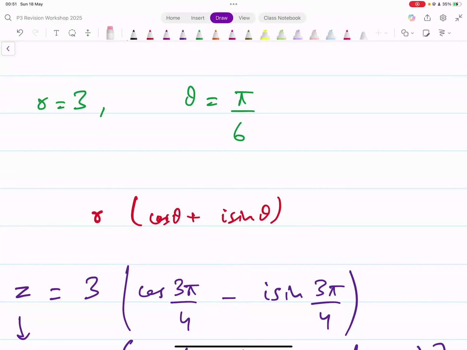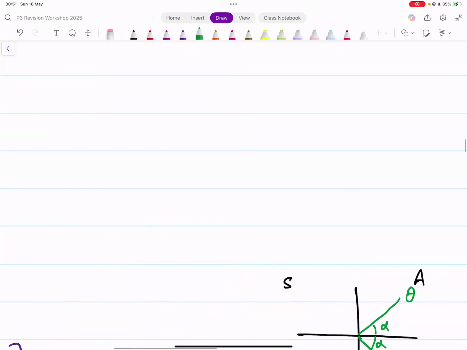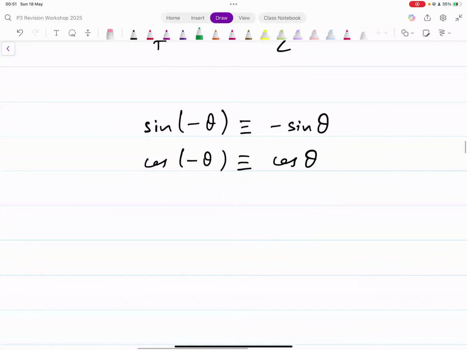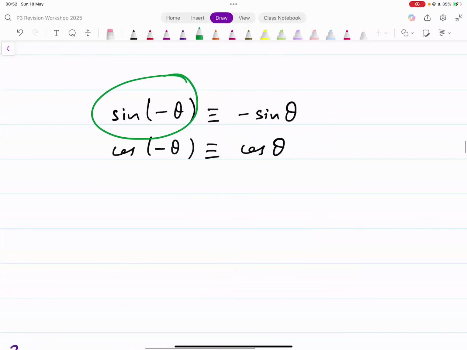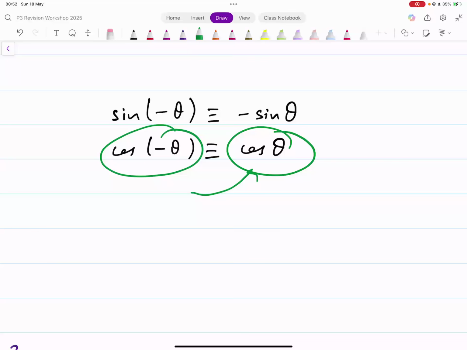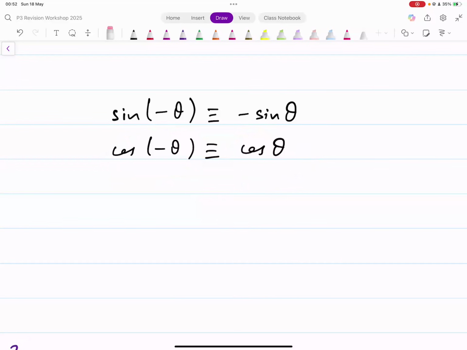Where does this negative come from? We basically have these trigonometric identities. When you have sine of minus theta, that is the same thing as minus sine theta. And when you have cos of minus theta, that is the same thing as cos theta. So if you have a minus sign inside the sine function, that minus comes outside. If you have a minus sign inside the cos function, that disappears. That just gives you cos theta.